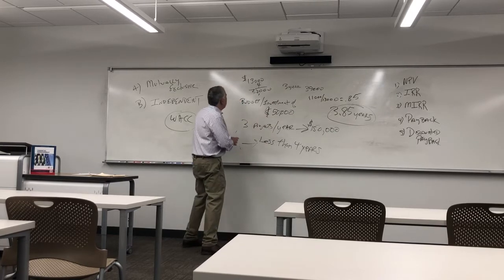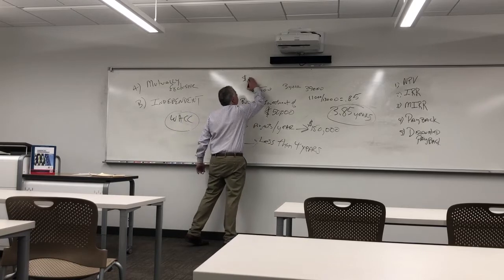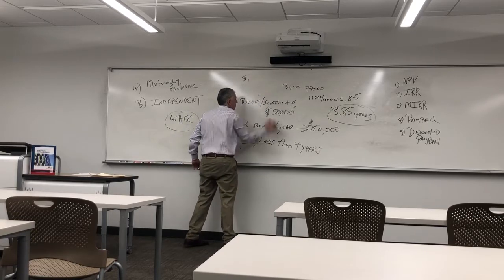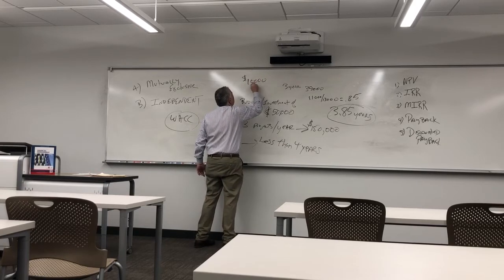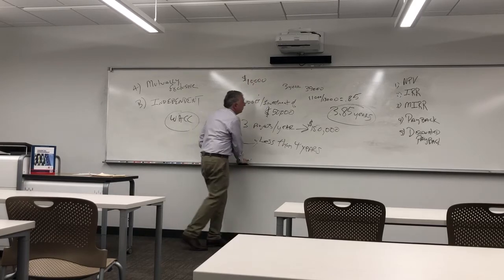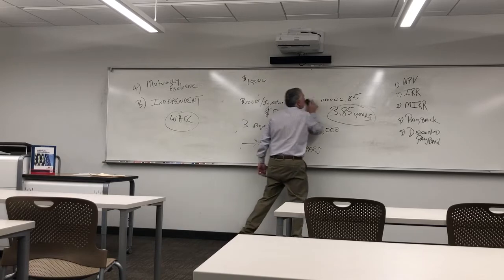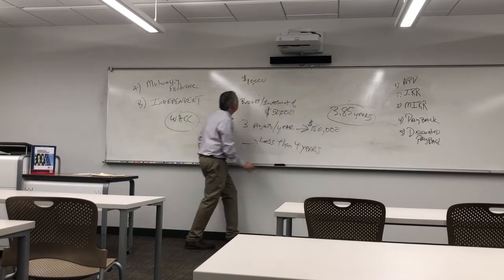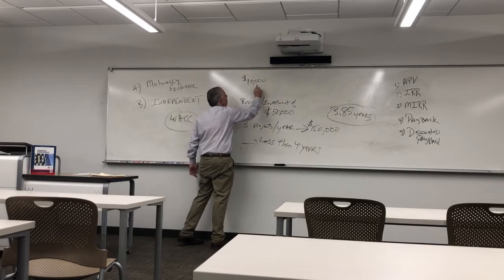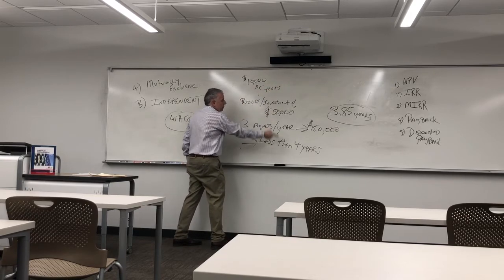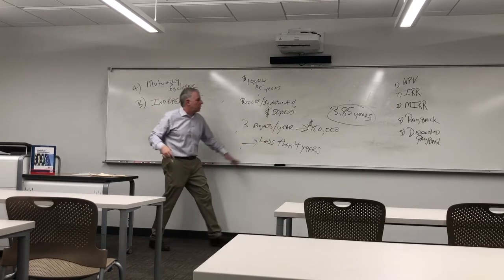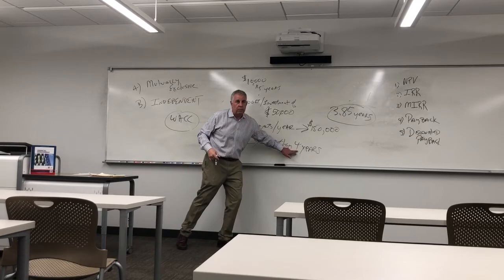Had this project only generated $10,000 a year, they would have needed 5 years to get paid back. They don't do the project. This project, in terms of payback, is riskier than management's guideline of 4 years.